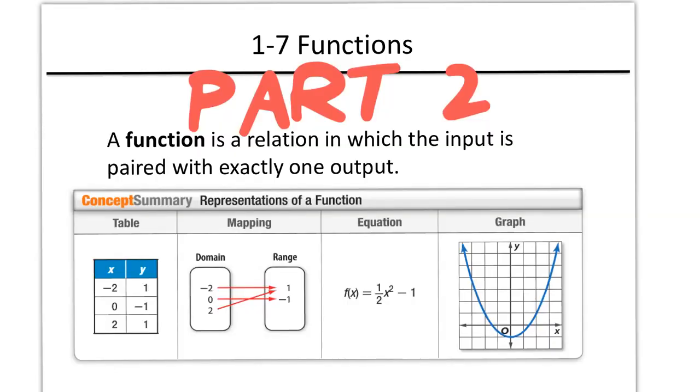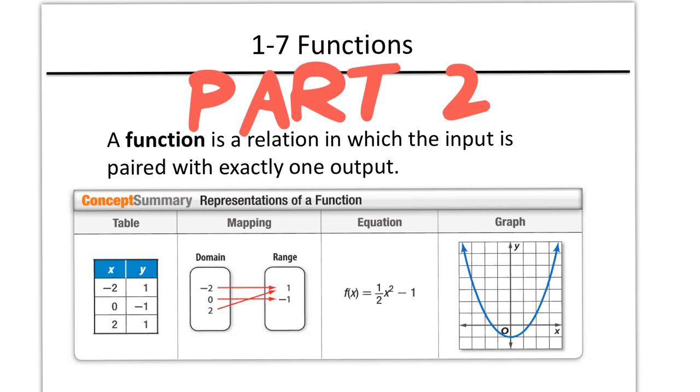Hey, what's up guys? This video is for section 1.7, which is called functions, and this is the second part. Just a review from the first part. In the first part, I showed you guys how to check if a relation is a function by using the vertical line test or checking equations. But today, in this video, I'm going to show you guys how to evaluate a function when you have function notation.